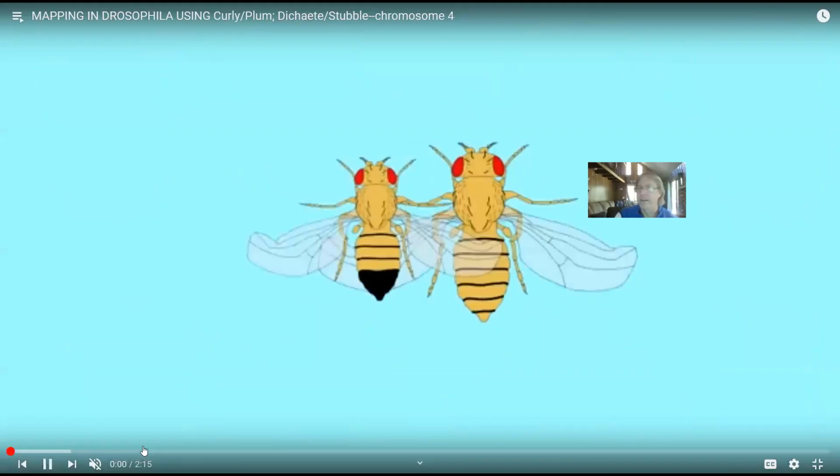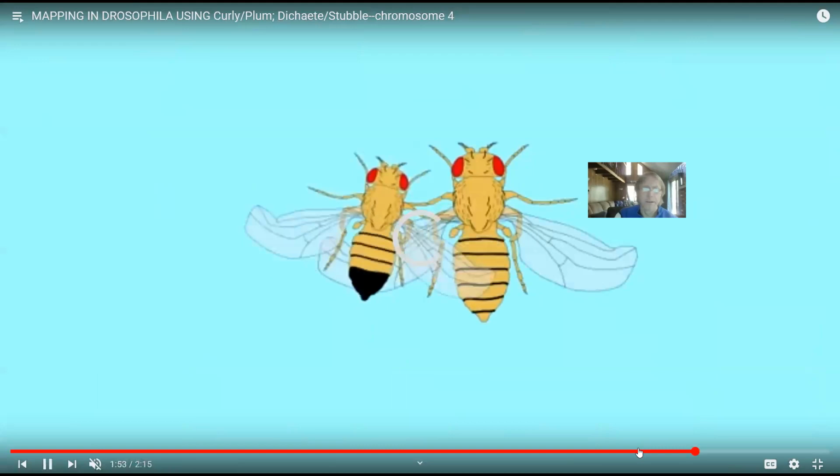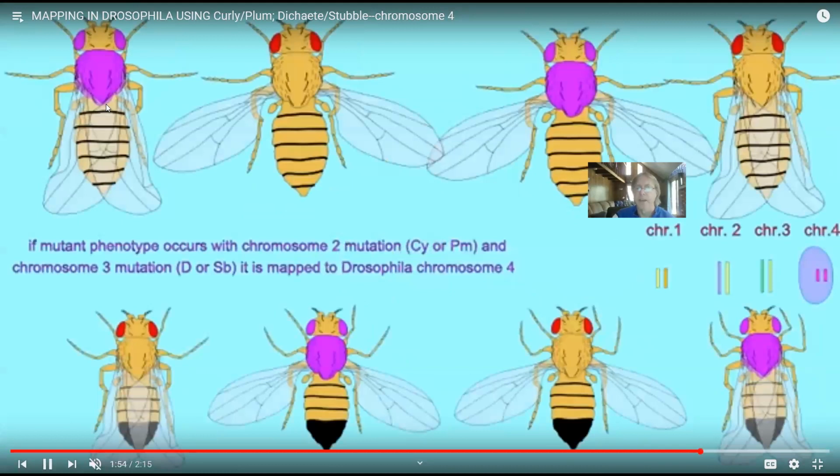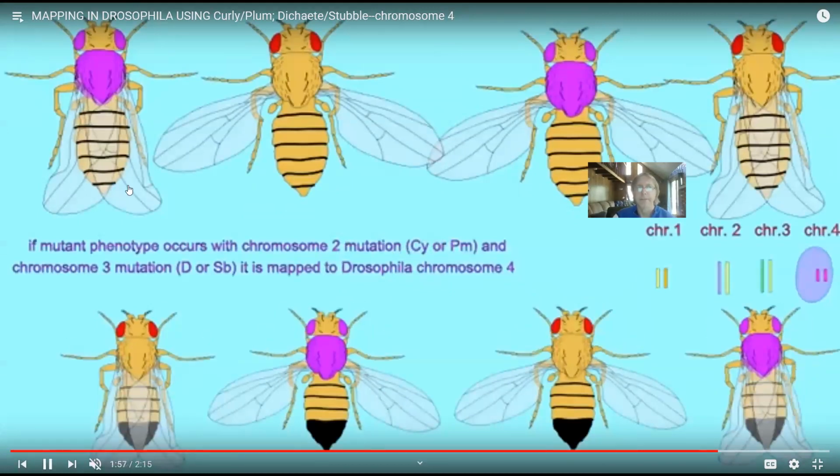Now, if I were to find my body color mutant, say here, this purple one, sometimes it is with the chromosome 2 mutant. So sometimes it is with curly wings, sometimes it is with dicheat. So here, some of the mutants have a chromosome 2 that has curly on it. Some of the mutants have a chromosome 3 which has dicheat on it. And so now I know it must be on this little chromosome 4. Okay, so this playlist goes through this mapping in greater detail. But as a result, you could say, I now know which chromosome my new Drosophila mutation is on.